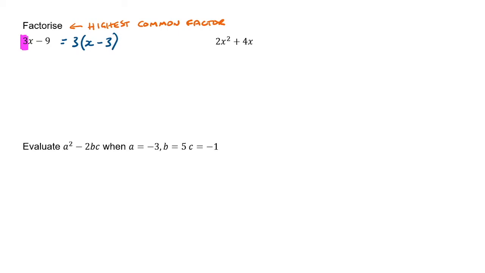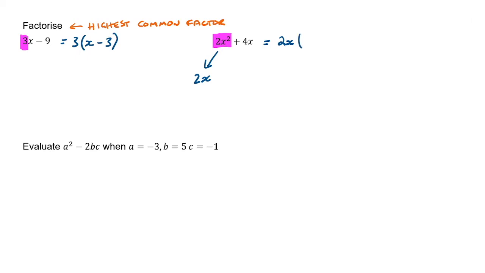Okay, next one's a little bit trickier. Okay, because there's 2 factors almost here. So you can see here that 2x squared, this whole term again is our highest common factor. Or it's part of our highest common factor. So we're actually going to have 2x. Because 2x goes into both of those terms. So I'm going to have 2x on the outside.